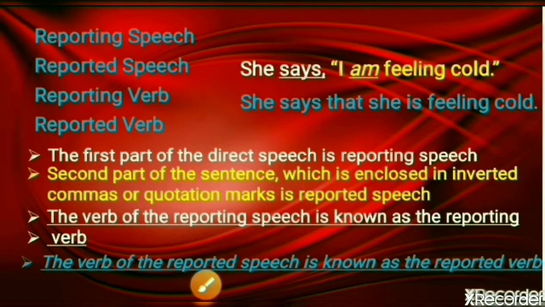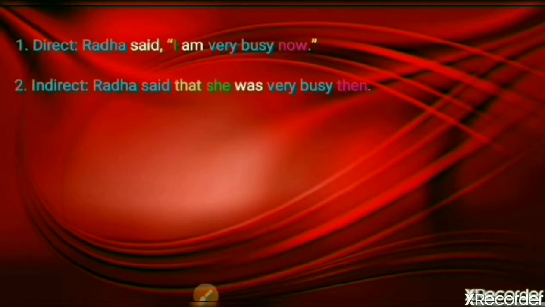Now, let us sum up the basic rules for indirect speech in detail. First, let us take an example. Direct speech: Radha said, "I am very busy now." Now, how can we convert the sentence? Obviously, we have done this. Radha said that she was very busy then.